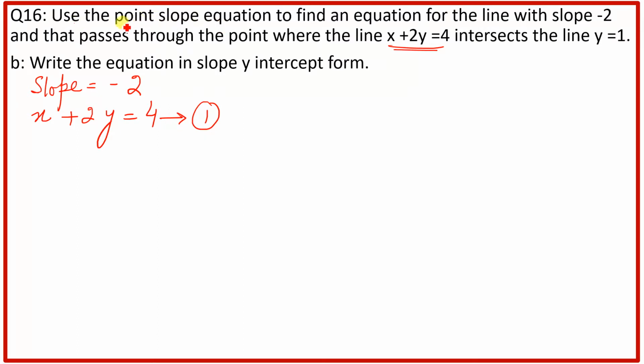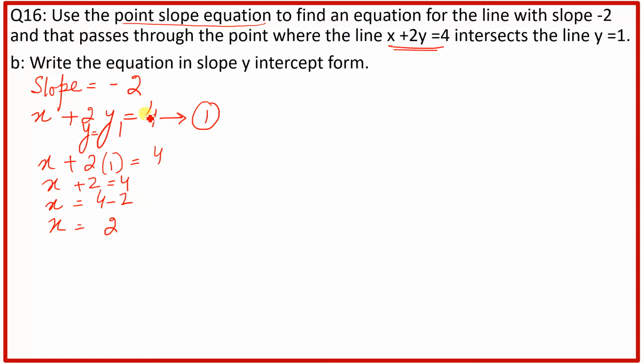Use the point slope equation, and we know very well the point slope equation. We have to find the equation for the line with slope minus 2 that passes through the point where the line x plus 2y is equal to 4 intersects the line y is equal to 1. So in this equation, we will put y is equal to 1. So x plus 2 times 1 is equal to 4, so x plus 2 equal to 4, which is x equal to 4 minus 2. So x is equal to 2. So our solution will be 2, because x you have to write first, and y is given, which is 1. So 2, 1.